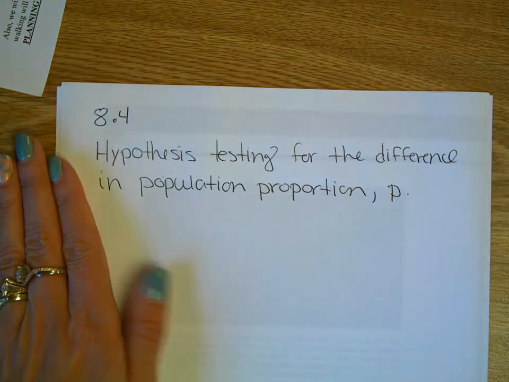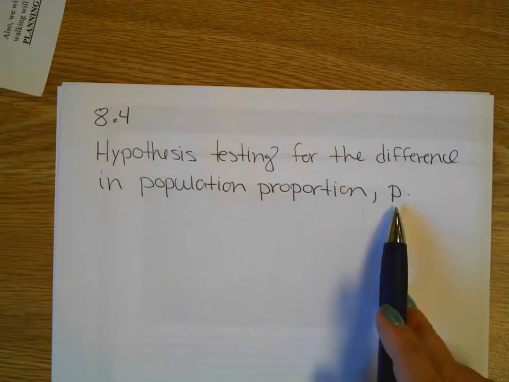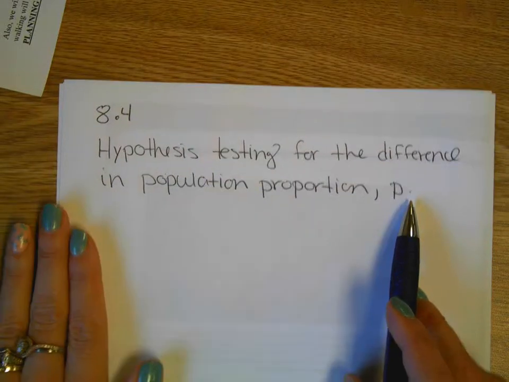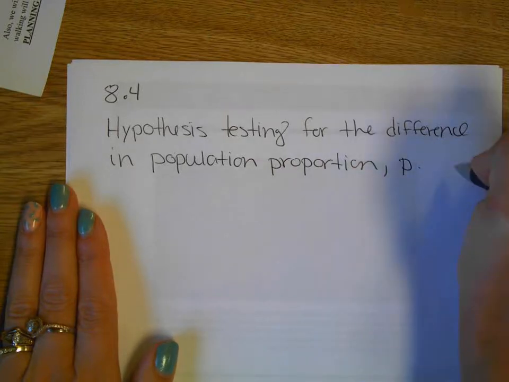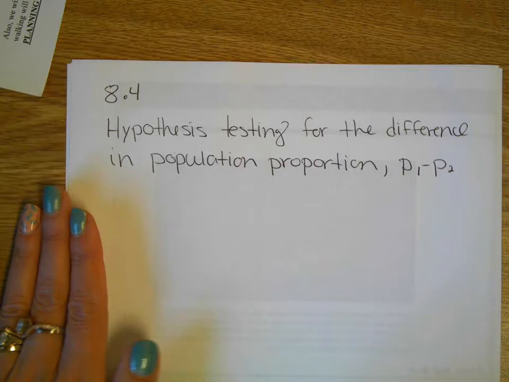Okay, now we're finally switching to proportions. So we had 3 sections where we were doing the difference in means. We had big sample with independent, small sample with independent, and then we did dependent where it was the same group, like a before and after. Now we're doing the difference in proportion. So I should say P1 minus P2, difference. We're testing the difference in the 2 samples.